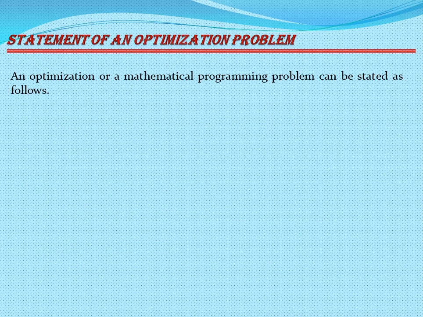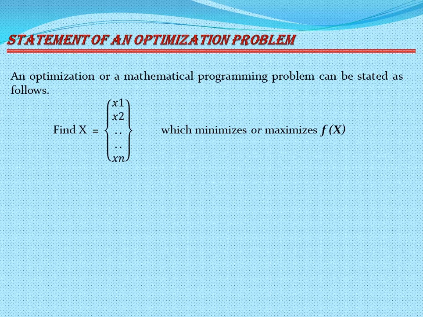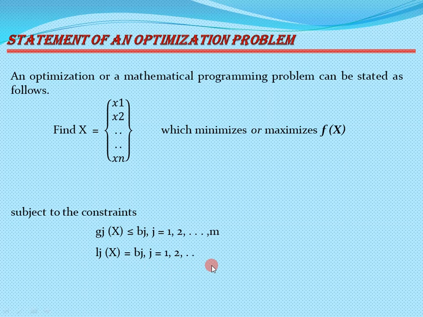The statement of an optimization problem. Any optimization or mathematical programming problem can be stated as: we have to find the values of x which minimize or maximize the given function f of x, which is subjected to a number of constraints like gj of x is less than or equal to bj, where j values are from 1 to m, and another constraint is lj of x which is equal to bj, where again j values are from 1 to p. So these are the two constraints given.